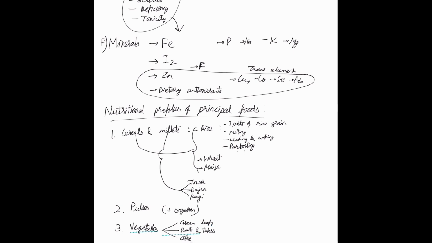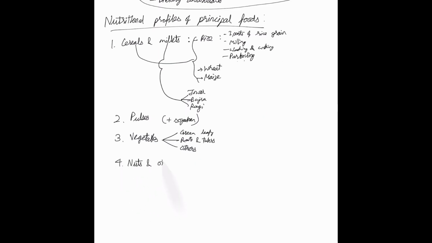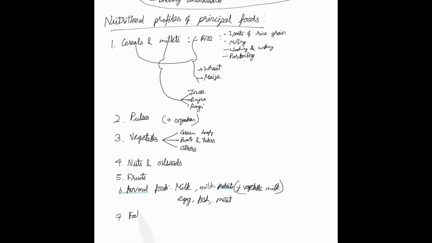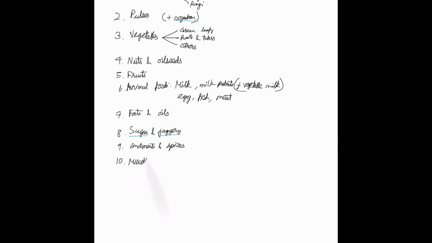Then for pulses, we need to also know about soya bean. And vegetables, we have green leafy vegetables, roots and tubers, and others. But these two are the main ones. Nuts and oil seeds, fruits, animal foods like milk and milk products, which include vegetable milk also, and egg, fish, and meat, fats and oils, sugar and jaggery, condiments and spices, and other miscellaneous foods like beverages, which can be caffeinated like coffee, tea, and cocoa, and alcoholic beverages like beer, whiskey, rum, and gin, and soft drinks.